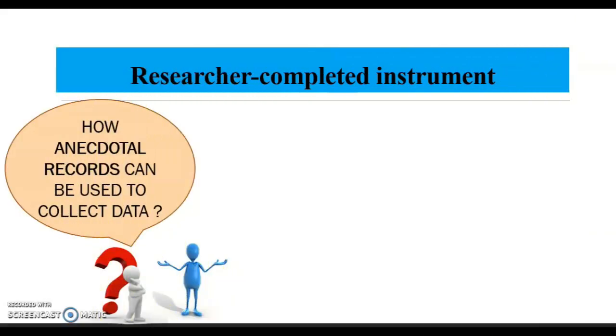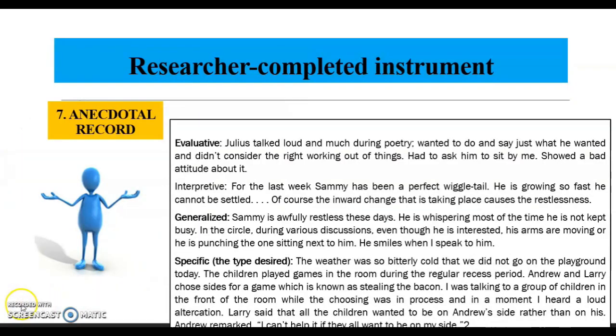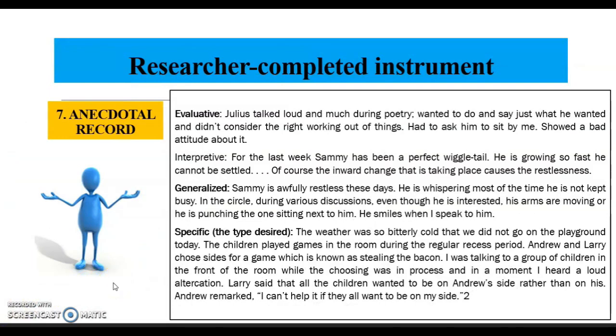How can anecdotal records be used to collect data? Another way of recording the behavior of individuals is the anecdotal record. It is just what its name implies, a record of observed behaviors written down in the form of anecdotes. There is no set format. Rather, observers are free to record any behavior they think is important and need not focus on the same behavior for all subjects. This is an example of an anecdotal record. It could be evaluative, it could be generalized, or it could be specific, of the type desired.